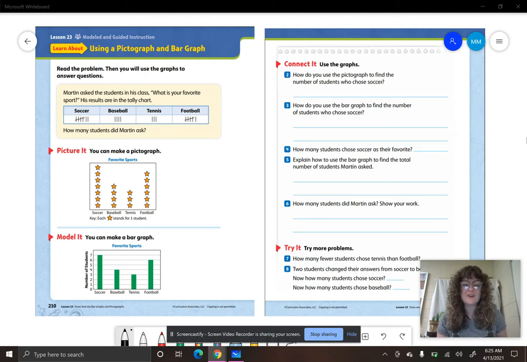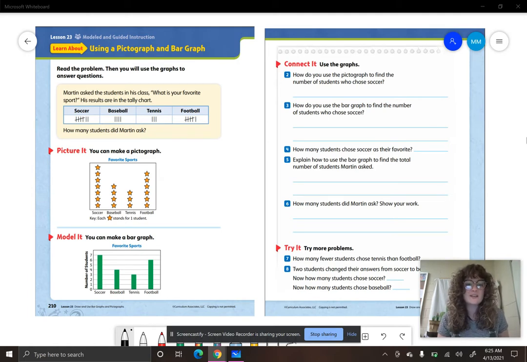Today we are in our instruction book on pages 210 and 211, and we are continuing to talk about using pictographs and bar graphs to organize and learn about data. So we are going to go ahead and start on page 210. It says, read the problem, then you will use the graphs to answer questions.